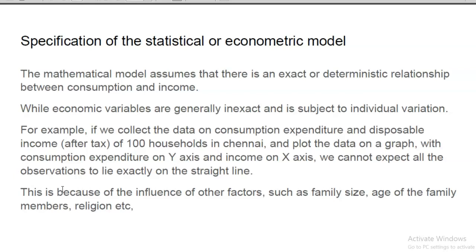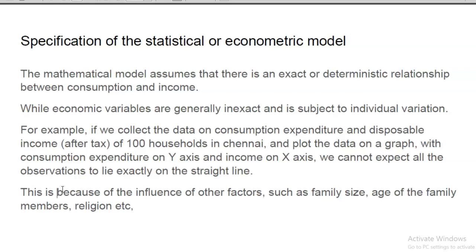But in economics, we cannot leave out other factors, because they have a very important role, and not always will we be able to predict their nature. That is why we have to transform the mathematical model into an econometric model. For example, if we collect data on consumption expenditure and disposable income, that is after tax, of 100 households in Chennai, and plot a graph, we cannot expect that all the people with an income of, say, 100 rupees per day are all spending only 80 rupees.